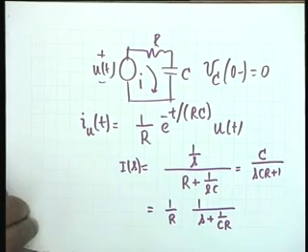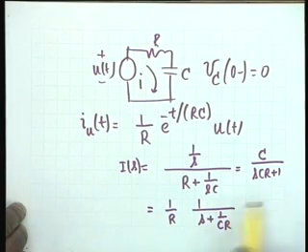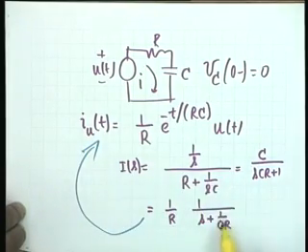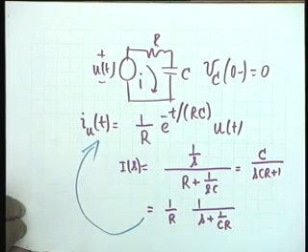So, this is no more complicated than finding the response to an impulse function, and all that you have to do now is to invert this. Obviously the inverse would be 1 by R, then 1 by s plus 1 by CR, which is e to the minus t by RC times u of t. So, either way, whatever is convenient for you.